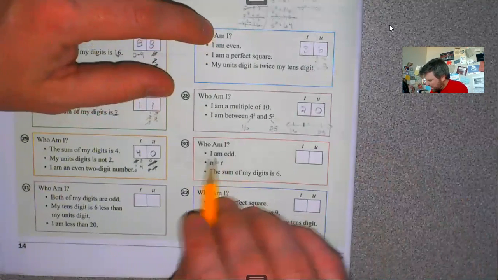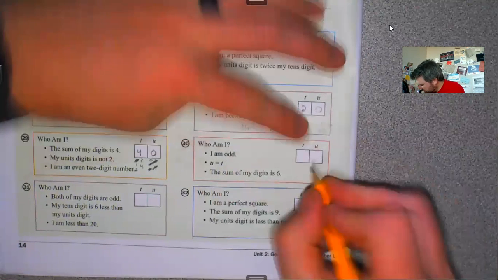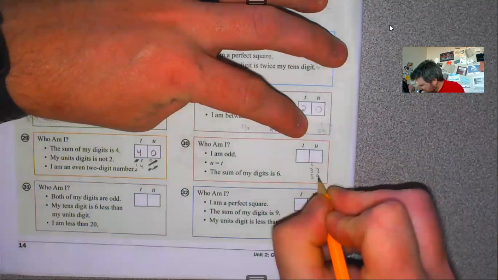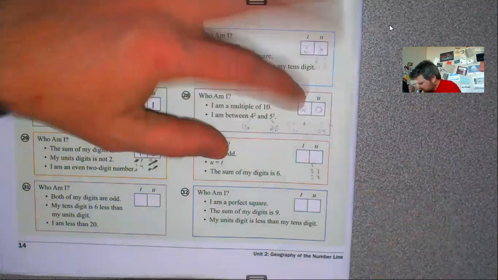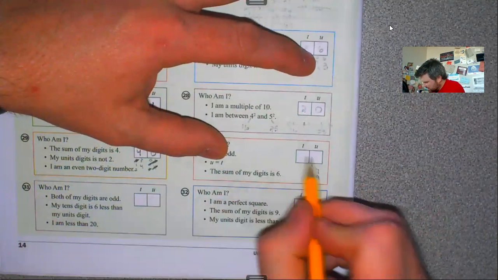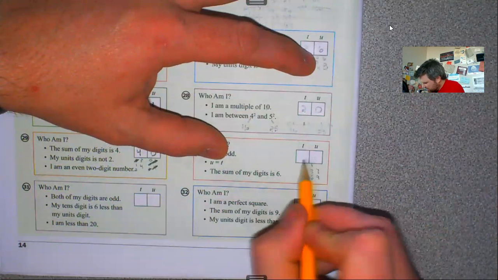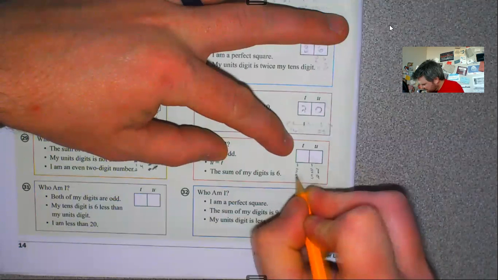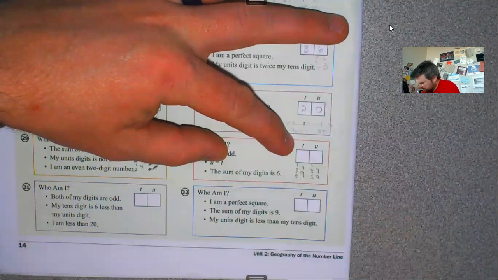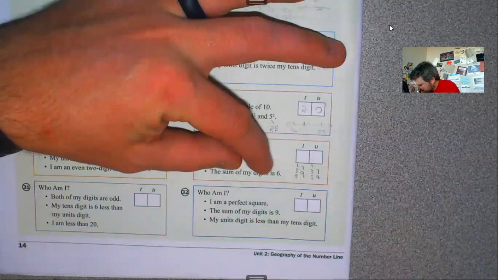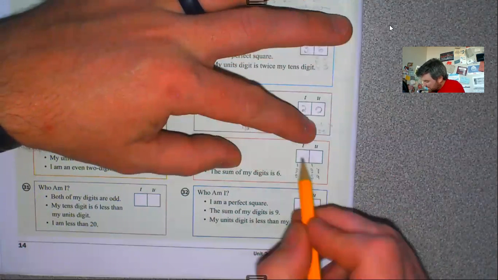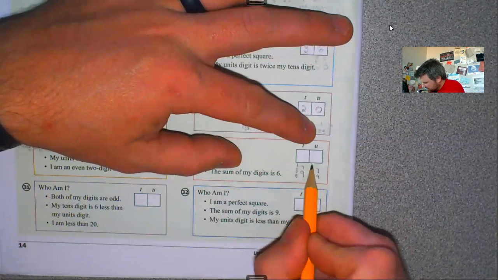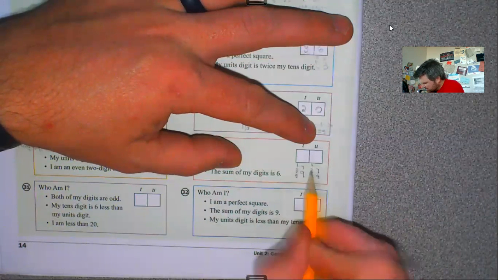Who am I? I'm an odd. Okay, so that is 1, 3, 5, 7, 9 in that units digit. U equals T. So that means that these numbers are the same. So that means these have to be a 1, 3, 5, 7, 9 number as well. The sum of my digits is 6. Well, if these two numbers have to be the same, okay, 1 plus 1 isn't 6. 3 plus 3 is 6.